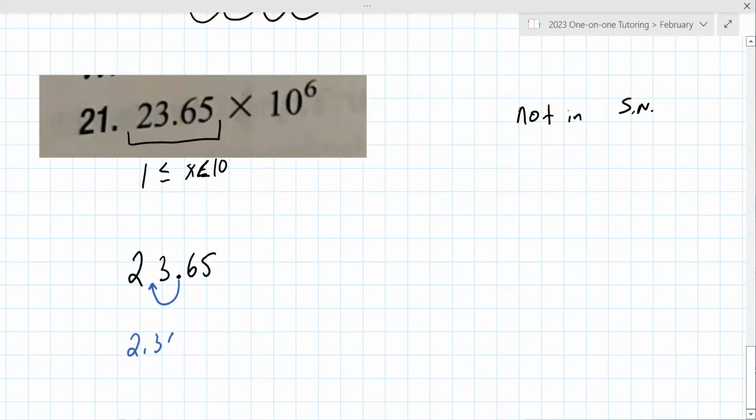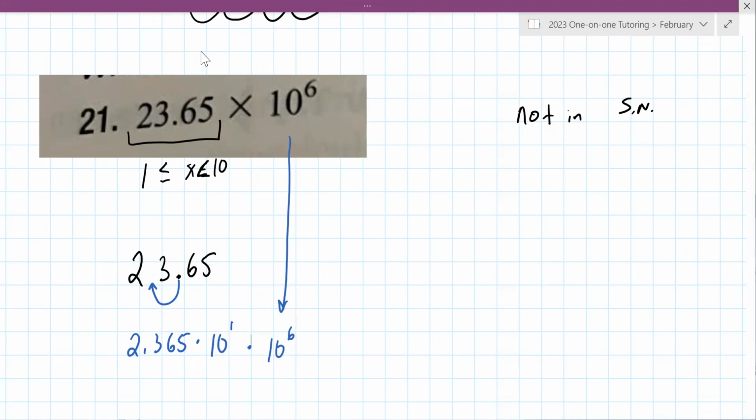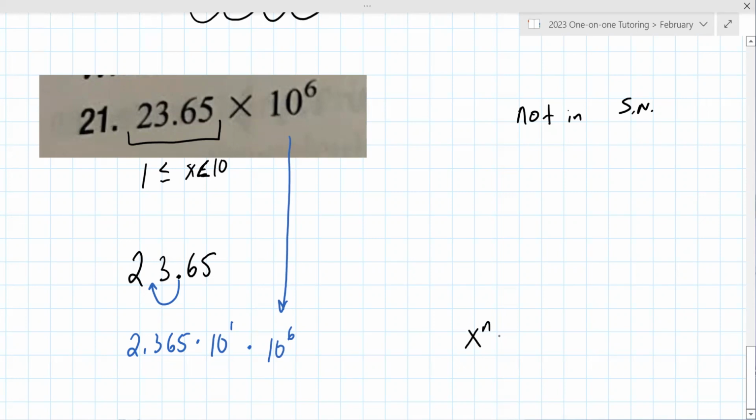So it's 2.365 times 10 to what power? When you move it left, does it become a positive or negative exponent? Positive. Yes, very good. And then you bring this 10 to the 6 down. Now, this is why you learned all those exponent rules, so that when you saw 10 to the 1 times 10 to the 6, you're supposed to say, oh, I know that one. When the bases are the same and you're multiplying, you add the exponents. So this becomes 10 to the power of 7.